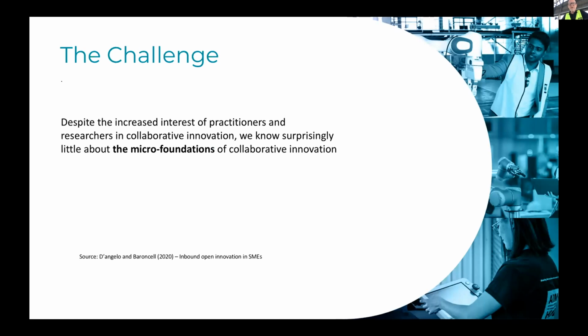So the challenge, I think, for us, and Corey is going to talk more about this, but some recent research on SMEs in Italy said this: despite the increased interests of practitioners, we know surprisingly little about the micro foundations. So on a day-to-day basis with individuals and companies in the hurly-burly of business contracts, how do we actually get open innovation to work?